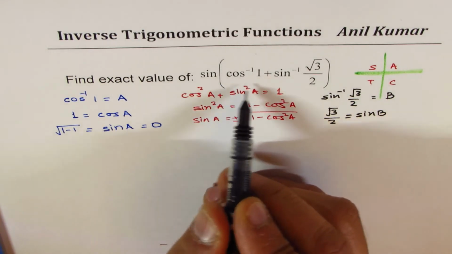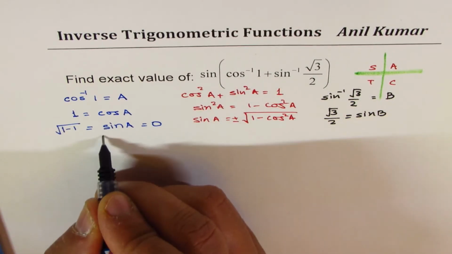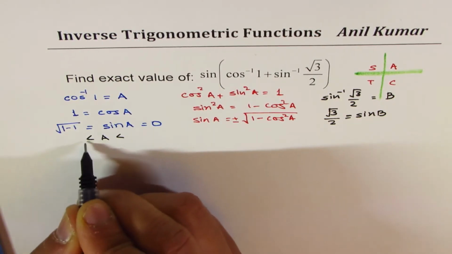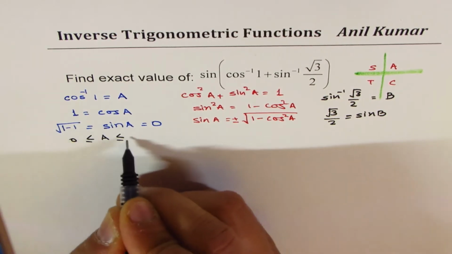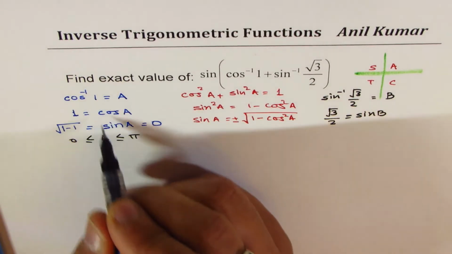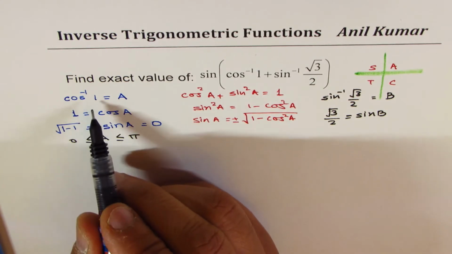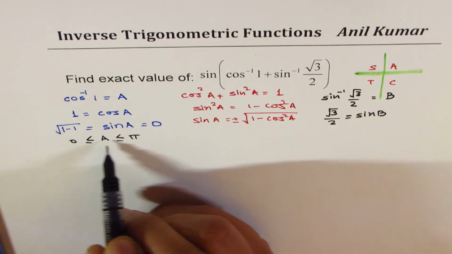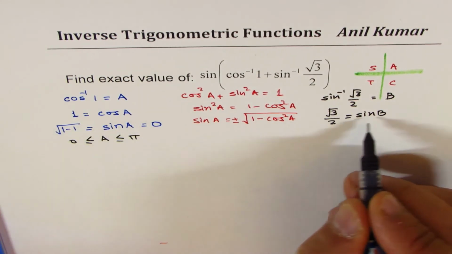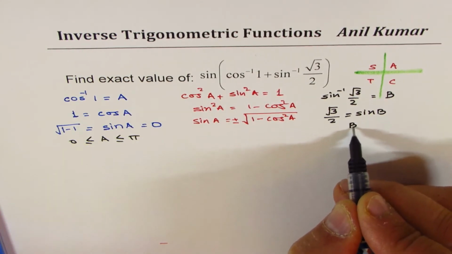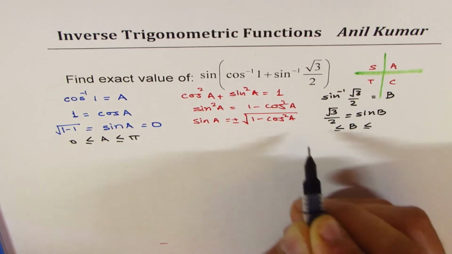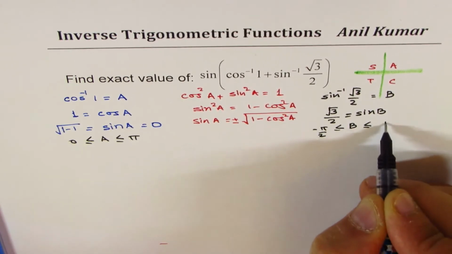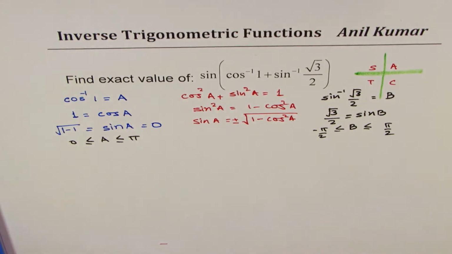Whenever we're talking about a cosine function, the value of A should be between 0 to pi. For the cosine function, you could only find the inverse, as it is a function only if A is between 0 to pi. For B, B should be between minus pi by 2 to pi by 2, correct? So the only value which satisfies this condition is what?